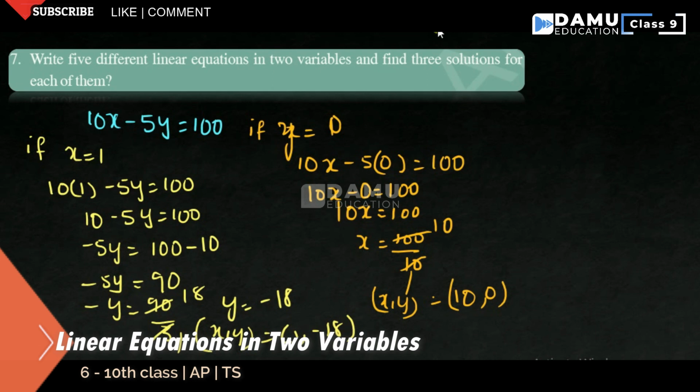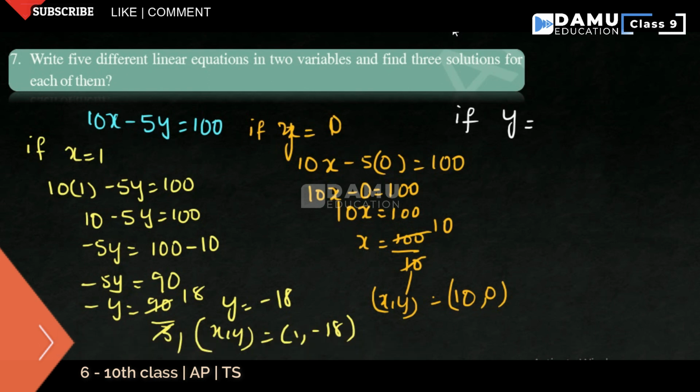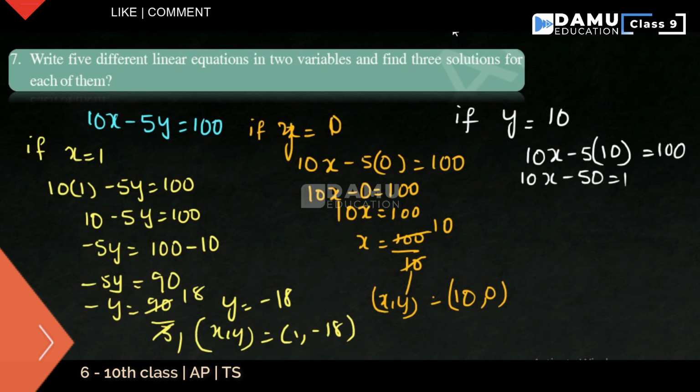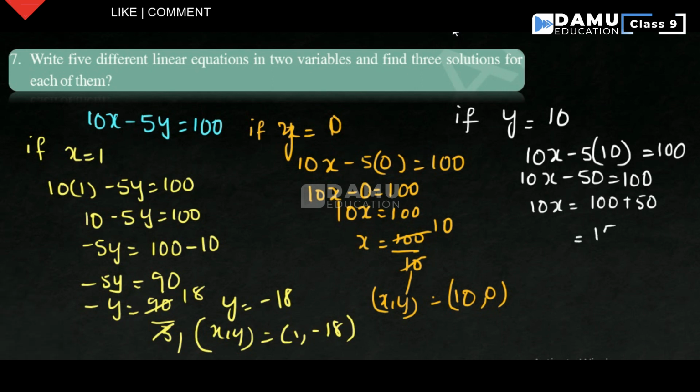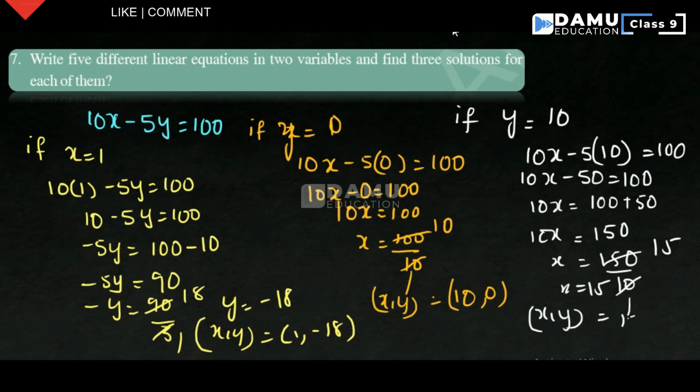Then we can take another one here. If y, let's take y only. Y is equal to 10. So 10x minus 5 into 10 will be equal to 100. So 10x minus 50 will be equal to 100. Then 10x will be equal to 100 plus 50, so that is equal to 150. Then x will be equal to 150 by 10. 10 fifteens are 150. So x is equal to 15. Then (x, y) will be equal to 15 comma 10. So these are the solutions for the fourth one.